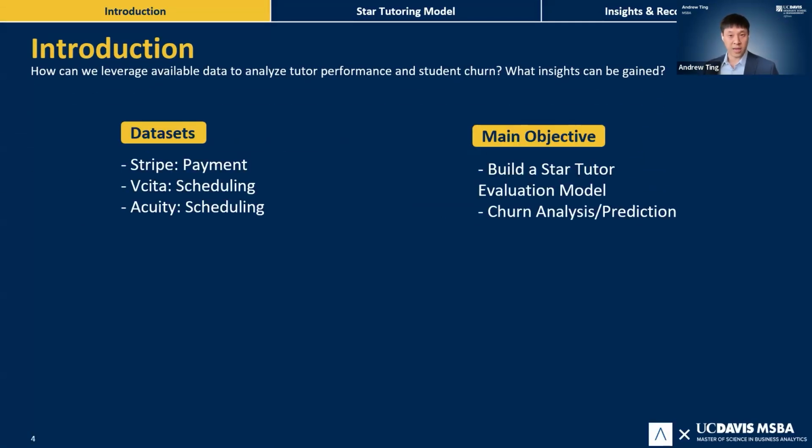We first started, of course, with the data sets. After working with Sean, very quickly, he was able to provide some actionable data sets. The first data sets we used were Stripe, which is primarily revolving around payment data. And then we also used Vagaro and Acuity, which is the scheduling data for the students and the tutors. From that data, we were able to extract certain features, like conversion rates, rescheduling rates, cancellation rates from each student. We eventually used that to build our star tutor evaluation model. And then with the Stripe payment data, we did some churn analysis and prediction.